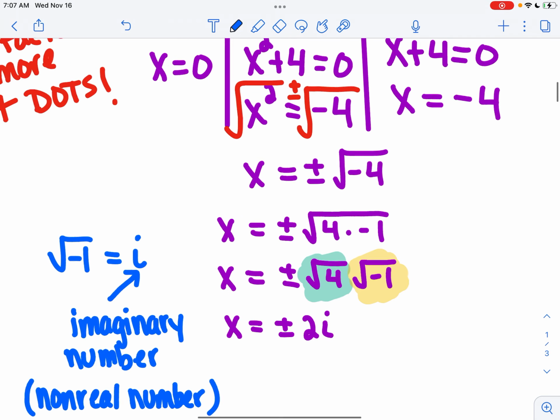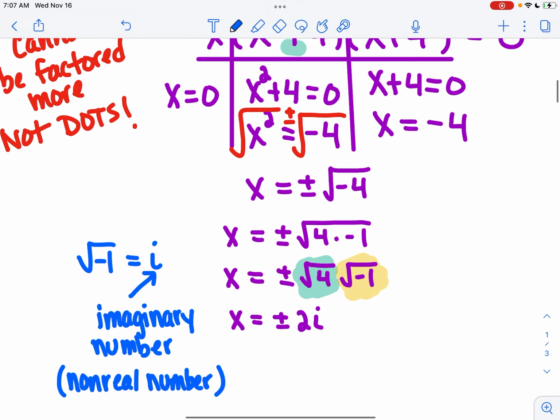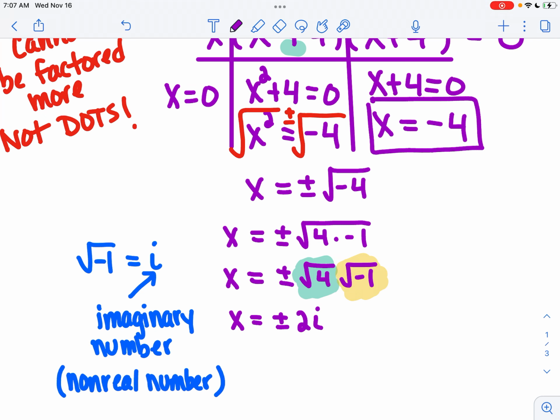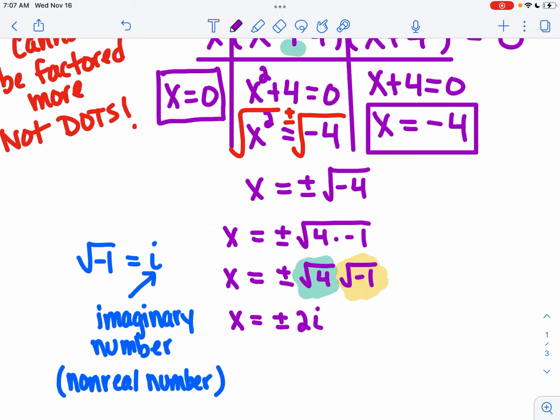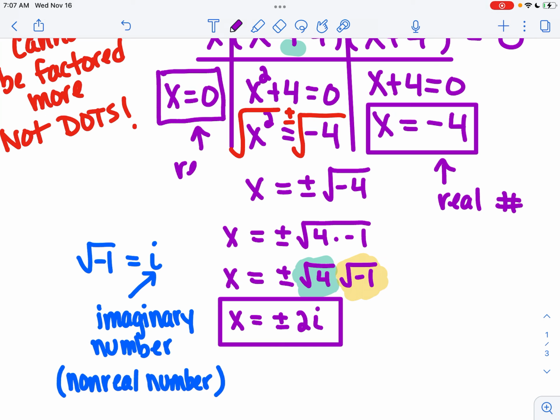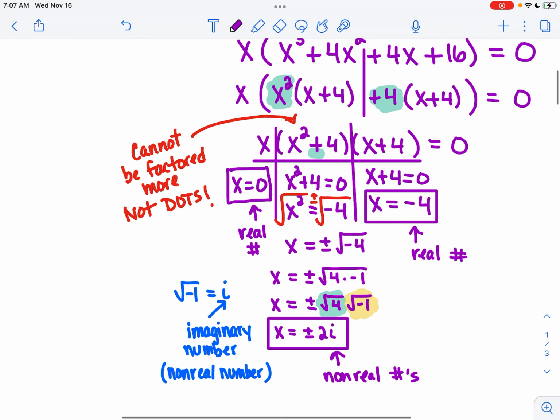So what we have in this answer to this question are two real numbers. -4 and 0 are real, right? Those are numbers that we're used to getting. Plus or minus 2i, there's really two answers coming out of that, are non-real answers. So we have two real number answers and two non-real numbers.